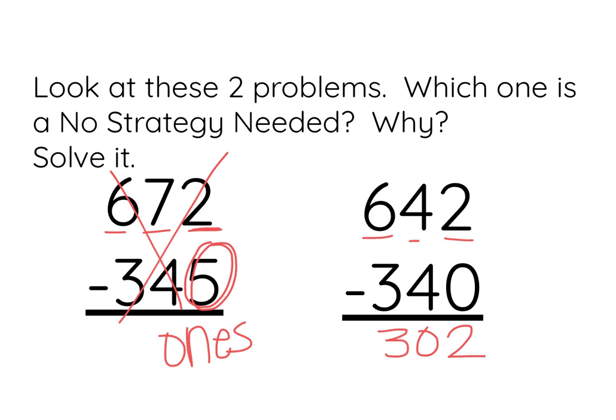Kids, whenever you're doing subtraction problems, look for the bigger digit. Make sure the bigger digit is on top, and if so, you can just subtract straight down. If it's on the bottom, you're going to need to use a strategy. There are lots of strategies we've learned, so choose one, but make sure you use a strategy. Pay attention to those bigger digits.